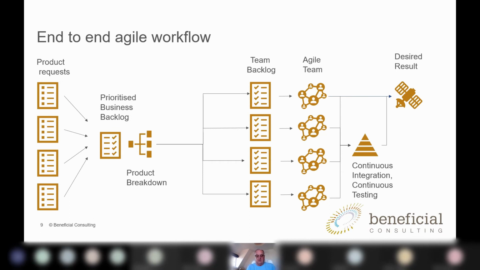Typically, on the left hand side you've got the product requests, and that might be the product owners defining the requirements. Things get into a prioritized business backlog, and then the team pulls off that backlog to create the team backlog, which they use in the sprint, right? And then at the end of the sprint they will go back to the product backlog and pull more items off it. So that's basically the process that we would be operating.